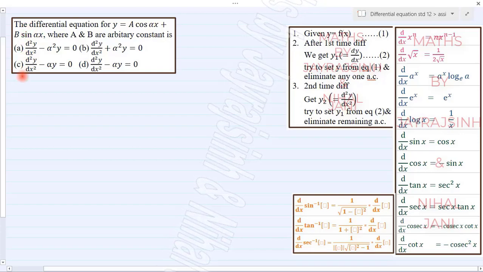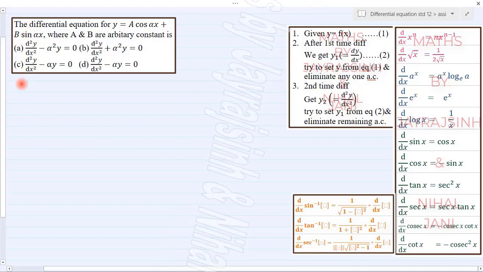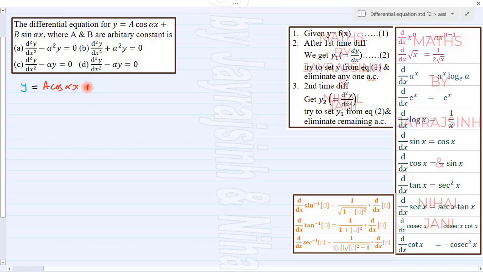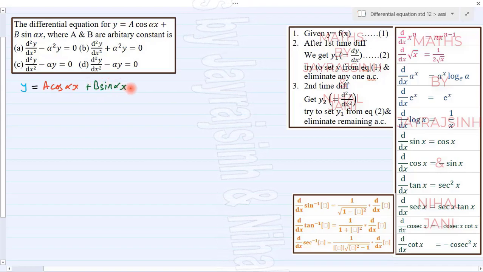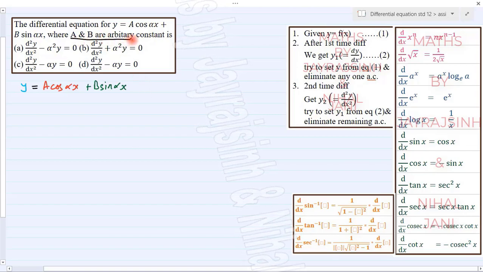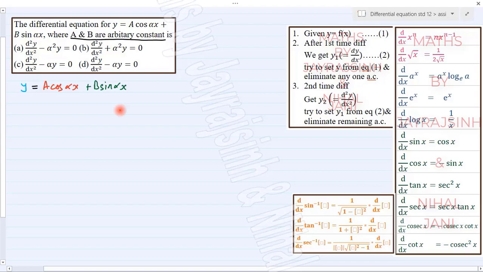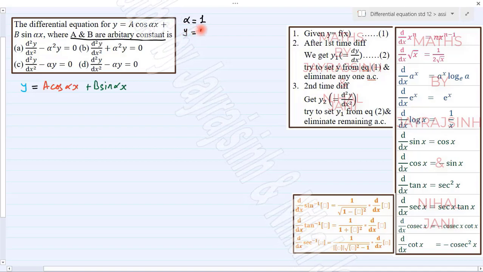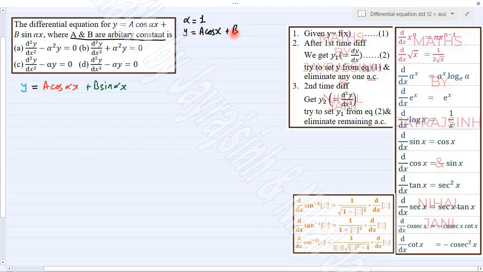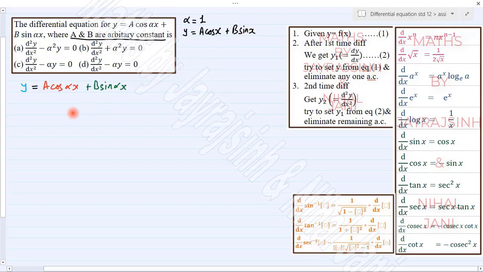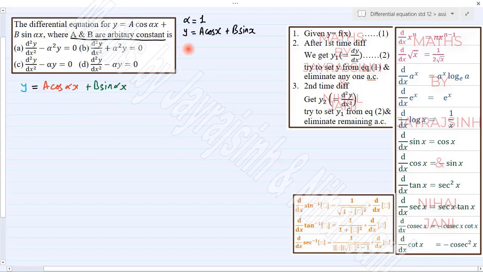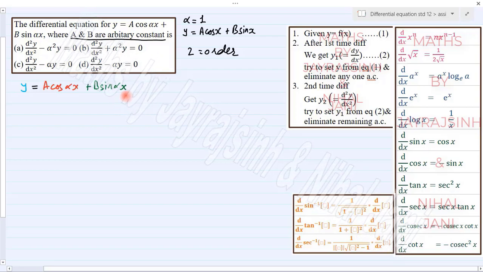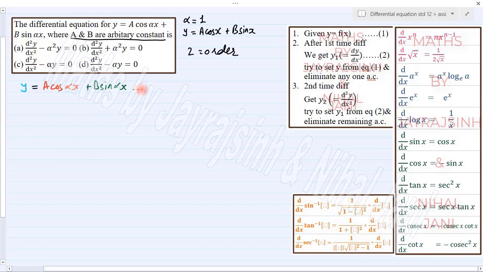Here we have to find the differential equation of y is equal to a cos alpha x plus b sin alpha x, where a and b are arbitrary constants. Now sometimes they take alpha equal to 1 and our equation will become a cos x plus b sin x. Then we have to follow the same steps. Here the number of arbitrary constants is 2, so we can say the order of the differential equation will also be 2. So we have to differentiate our equation 2 times.